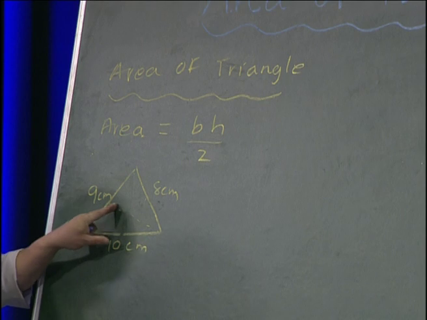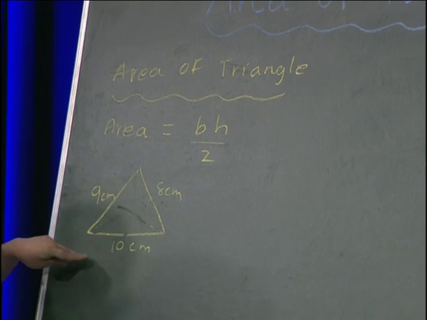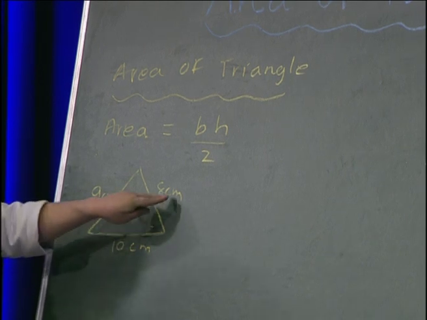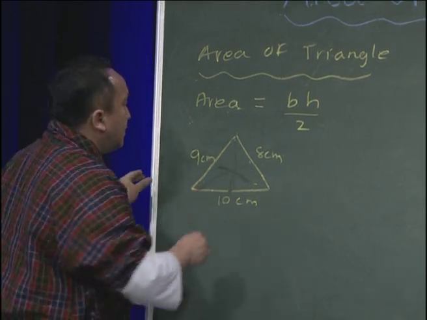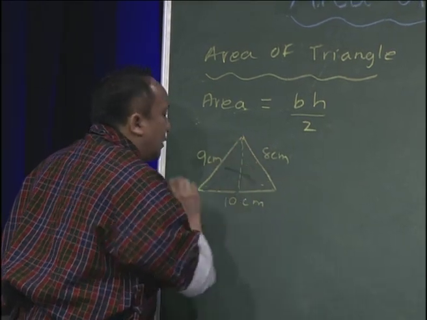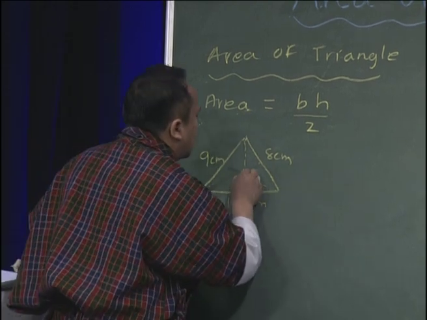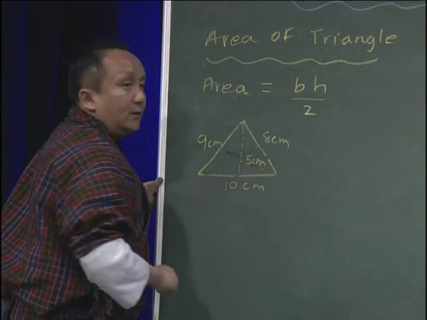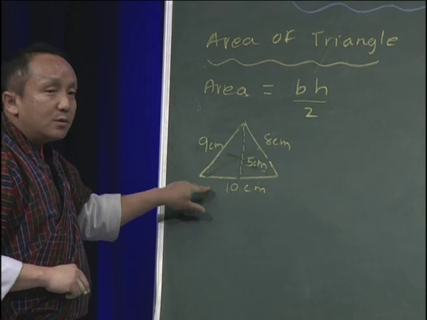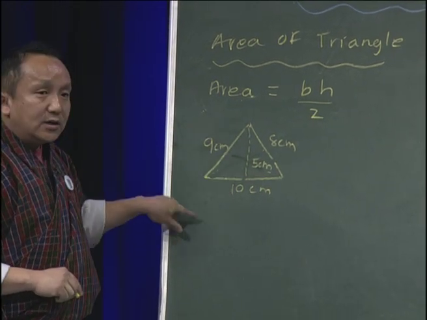So most of us think that this is the base, but this will not be the base. Base can be any of the sides. It depends on how you construct the height. So right now, let's say my height is from here, right? And let's say the height is 5 centimeter. So my question is, determine the area of this triangle.